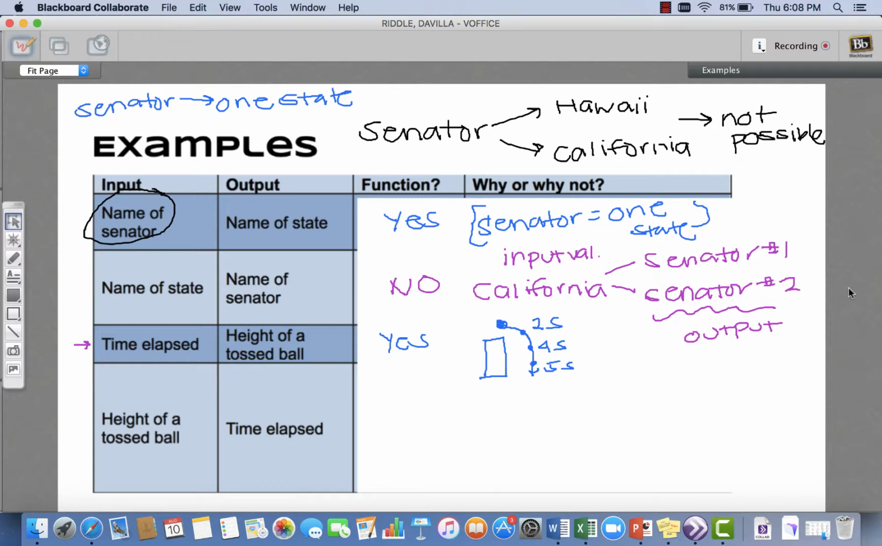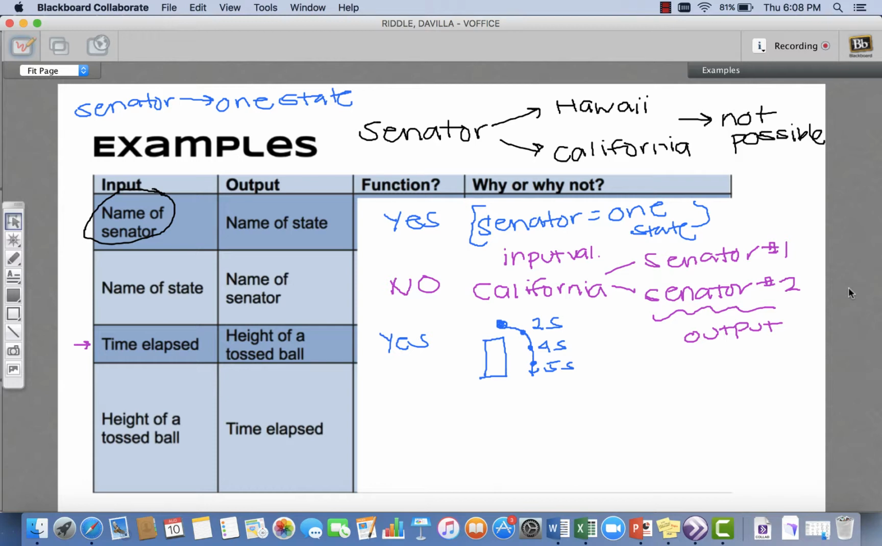So that's the reason why it's a function, because when you toss a ball, it's not going to stay in a specific area for more than a second or so. It's constantly moving. It's not going to freeze in midair. So that's the reason why.